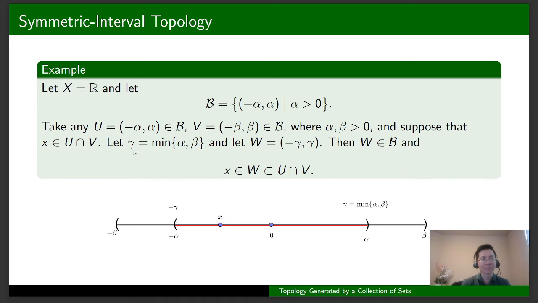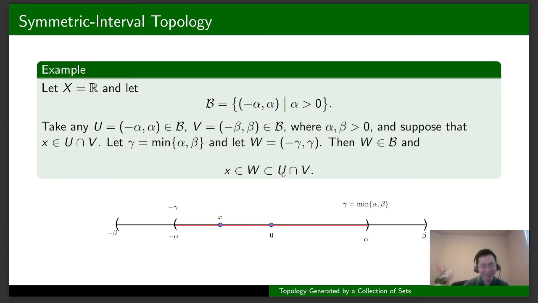So U is the open interval from minus alpha to alpha, and V is the open interval from minus beta to beta. And take any x in the intersection of U and V. Let gamma be the minimum of alpha and beta. Then we can see that x belongs to the open interval from minus gamma to gamma, and that open interval is W. So x belongs to W, and W is a subset of the intersection of U and V. In fact, in this case, W is equal to the intersection of U and V.